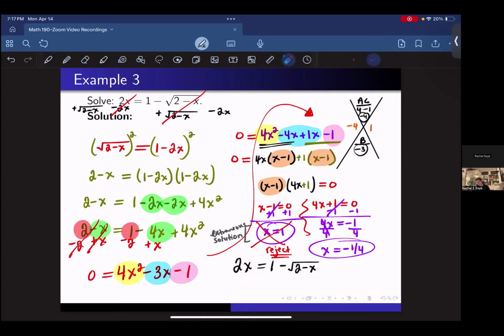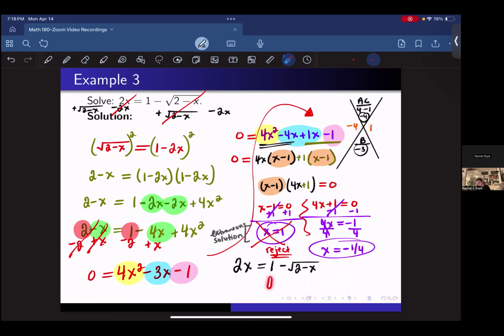Let's try -1/4. 2 times -1/4 gives you -2/4, also known as -1/2. And then we have 2 minus -1/4. It's the same as 2 plus 1/4. 2 plus 1/4, well, 2 as a fraction is 8/4. And so 8/4 plus 1/4 gives you 9/4. But we want to take the square root of that. So the square root of 9/4 is the same as the square root of 9 divided by the square root of 4, which is 3/2.